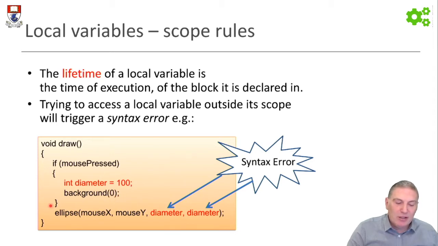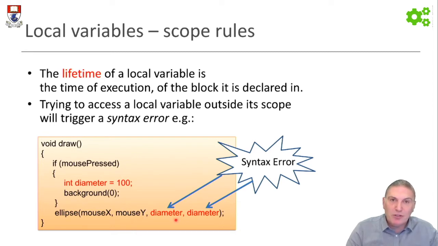Okay, but as soon as we hit this final curly brace, the variable diameter no longer exists because it's now out of scope. So when we come down to write the next line of code, we're trying to access a variable diameter which no longer exists because it has been destroyed at the end of the block, and the block here was the curly braces. So this is going to result in a syntax error.